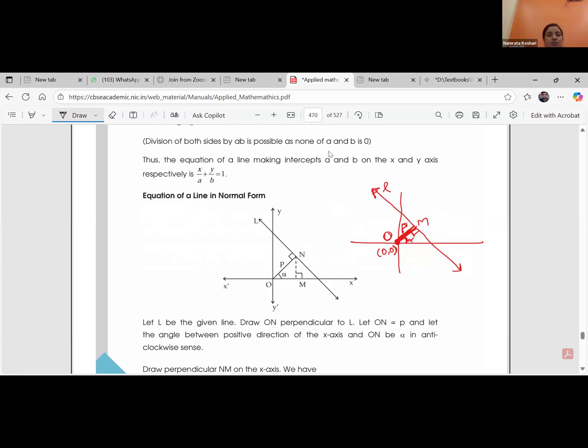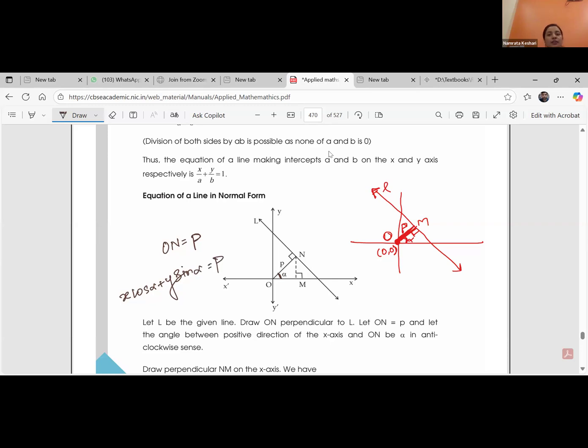This one, can you see this? Yes. ON is the perpendicular distance that we are representing with capital letter P, and this ON is creating an angle alpha with the x-axis. Then the equation is x cos alpha plus y sin alpha is equal to P.